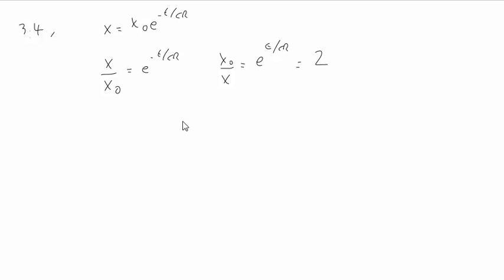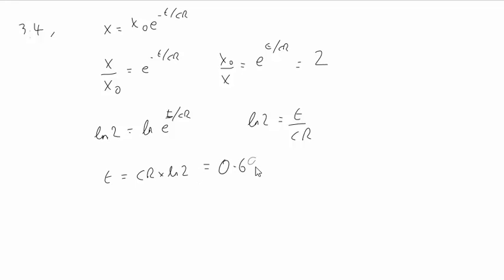So then we can take natural logs of both sides, and the natural log of 2 is equal to the natural log of e to the t, I've lost the minus sign, over CR. The natural log of e to a power is just the power, so we have that the natural log of 2 is just equal to t over CR. So then t is CR times ln 2, and this comes out at 1 times ln 2, which is 0.69 seconds.